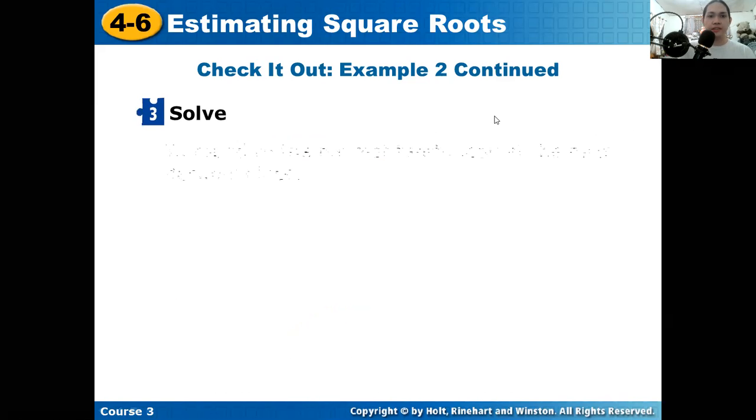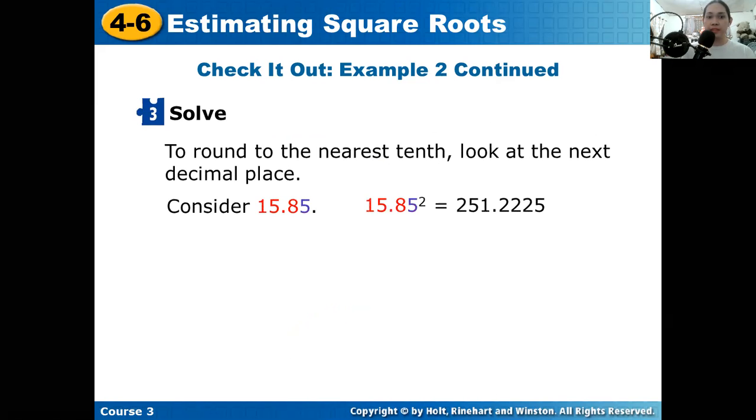Okay, now let's proceed. Again, we use the values 15.8 and 15.9. Now, let's try to round to the nearest tenth. Look at the next decimal place for 15.8. Remember, 15.8 to 15.9 is our approximated value of the square root of 250. So if we start our guess with 15.85 and square it, that will give us 251.2225, which is very far from 250.